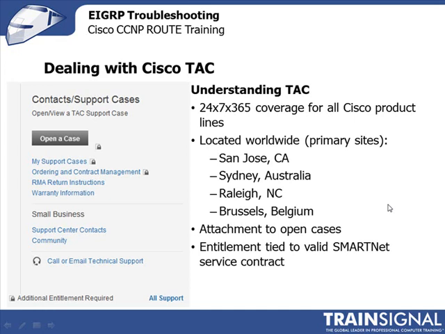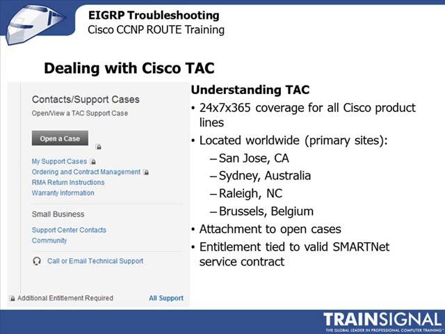To begin with, you need to understand what Cisco TAC is. The Cisco Technical Assistance Center provides 24/7 by 365-day coverage for all Cisco product lines: routing and switching, security, unified communications, wireless, data center, and so forth. These centers are located worldwide, but there are several primary sites located in San Jose, California; Sydney, Australia, I've dealt with them a number of times; Raleigh, North Carolina; and Brussels, Belgium.